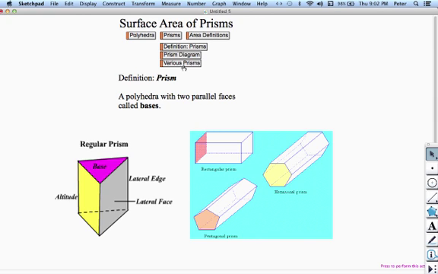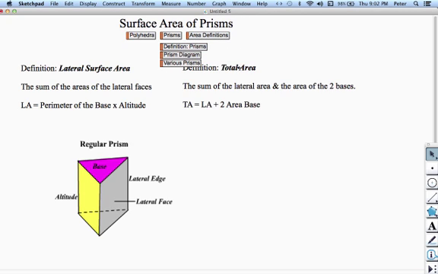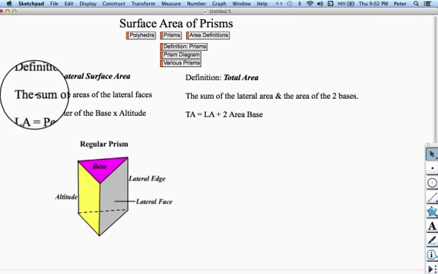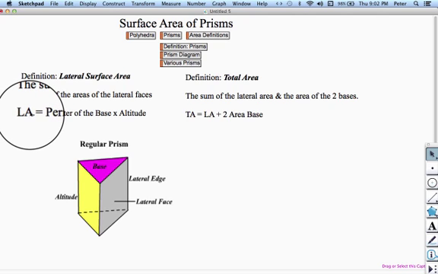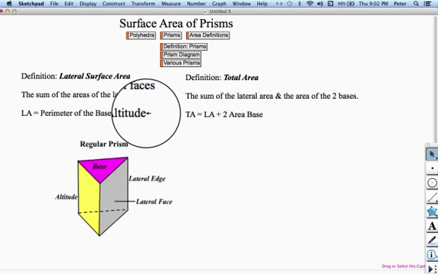Okay, let's take a look at two very important definitions relating to area. The first is lateral surface area. Lateral surface area is the sum of the areas of the lateral faces. Now, you may have just calculated the area of each face in the past and added them up. But I'd like you to use a new formula, and I'll show you that in some of the tutorials, how it's just quicker. The lateral area, which I'll abbreviate as LA, equals the perimeter of the base times the altitude.